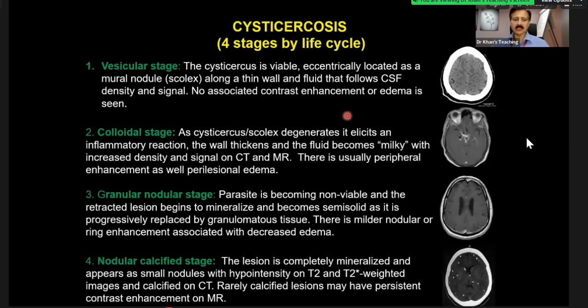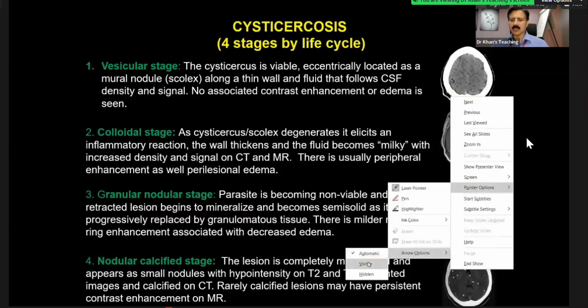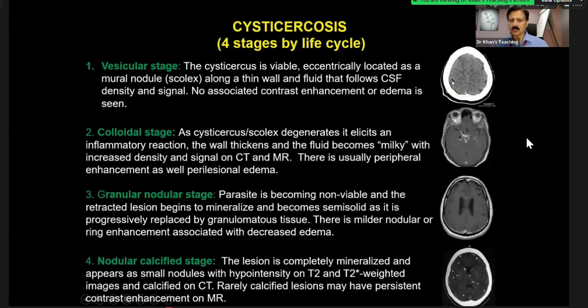And what happens is this colloidal stage. Basically, when it goes into the brain, it just sits there. The central portion here is the scolex or the larva. This, by the way, is viable. It is alive and it can grow, and surrounding it is a cyst. And it will stay there. They have documented cases of it sitting there for up to 30 years, and the average time is about 4.